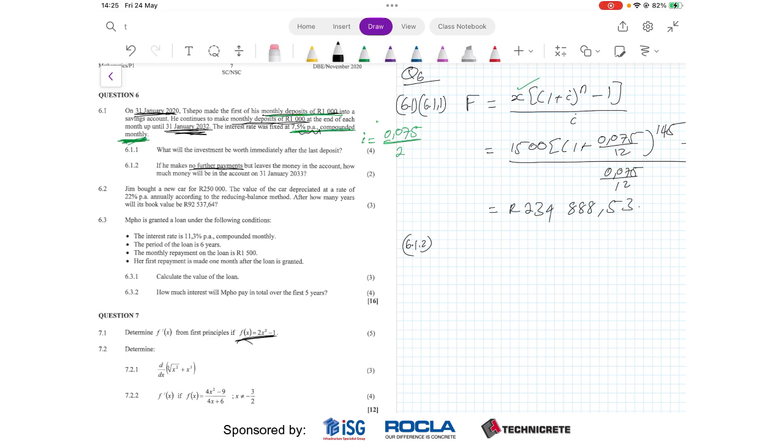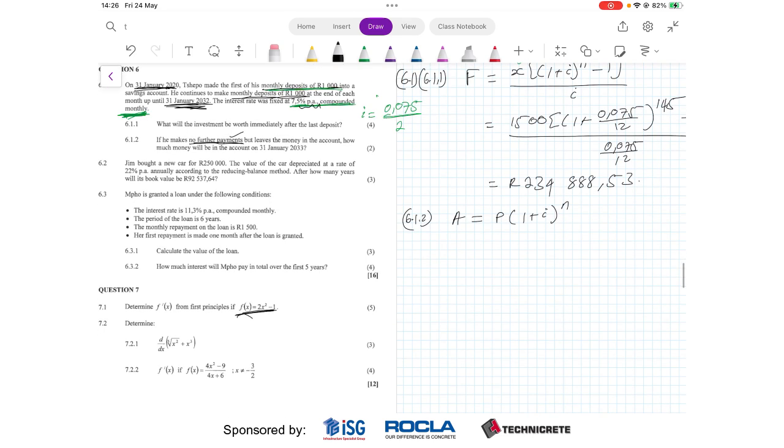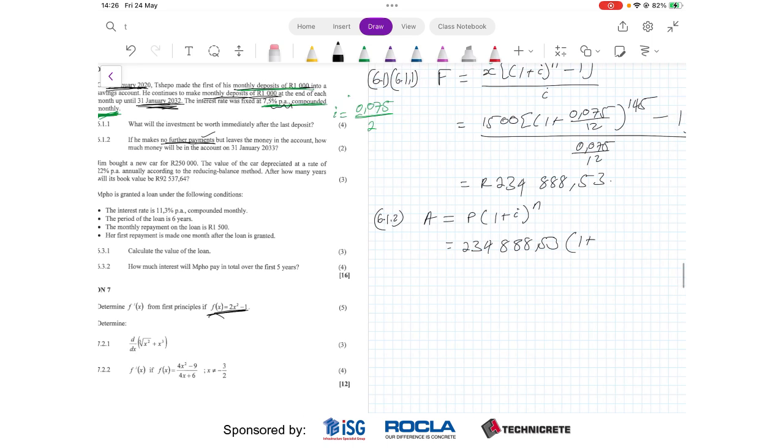In this case, because we are not making fixed payments at the end of each period, we can use the compound interest formula. That is A equals P, which is the principal amount, times (1 plus the interest) to the power n. We know that the principal amount is 234,888.53. Our interest rate is still the same. It's still compounded at 7.5% per annum, compounded monthly.